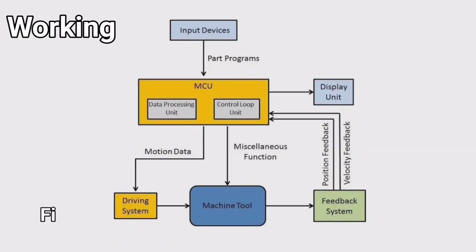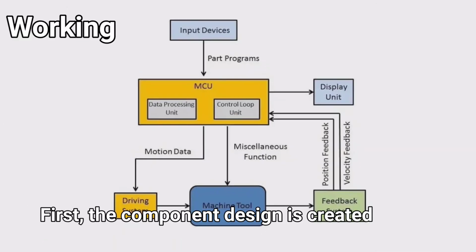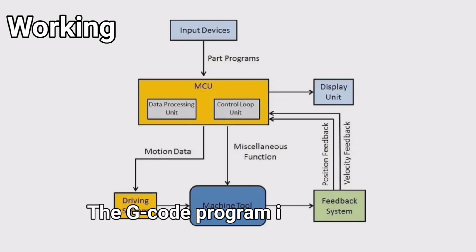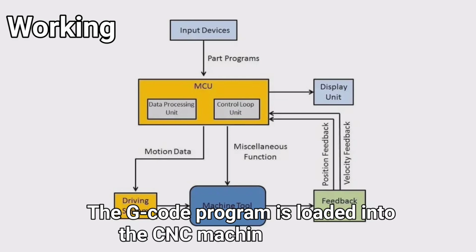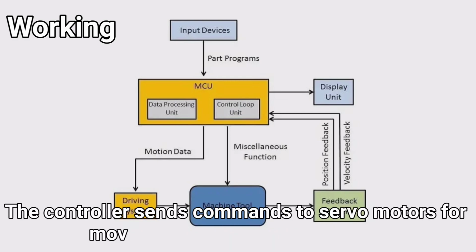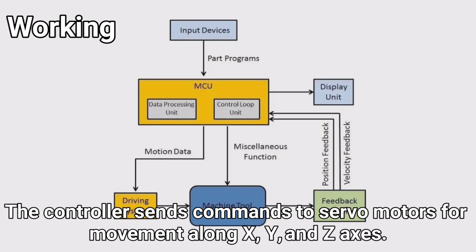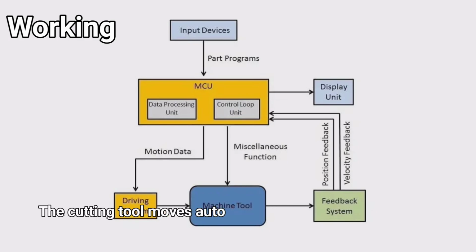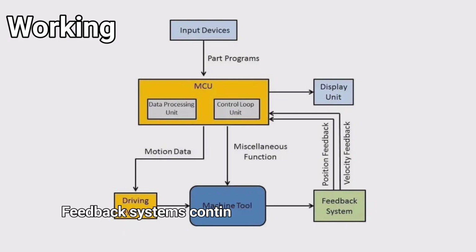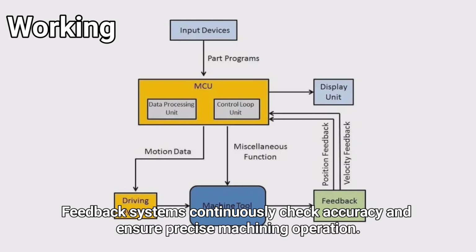Working first. The component design is created in CAD software and converted into G-code instructions. The G-code program is loaded into the CNC machine controller. The controller sends commands to servo motors for movement along X, Y, and Z axes. The cutting tool moves automatically and removes material according to the programmed path. Feedback systems continuously check accuracy and ensure precise machining operation.